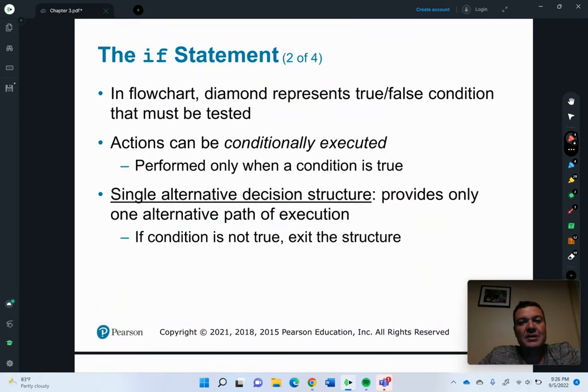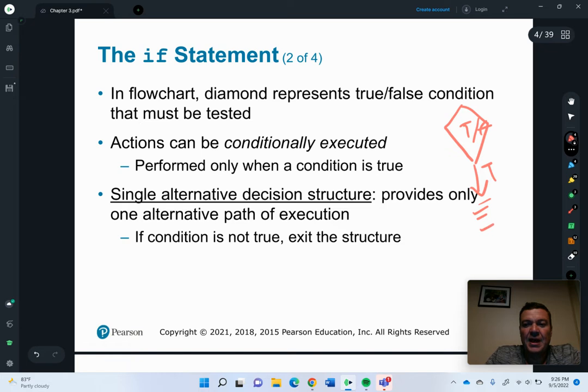Now, in a flowchart, the diamond represents a true-false condition that must be tested. What we're talking about, and you'll see in the next slide, is the diamond, and actions can be conditionally executed. If this is true, then this code will be executed.